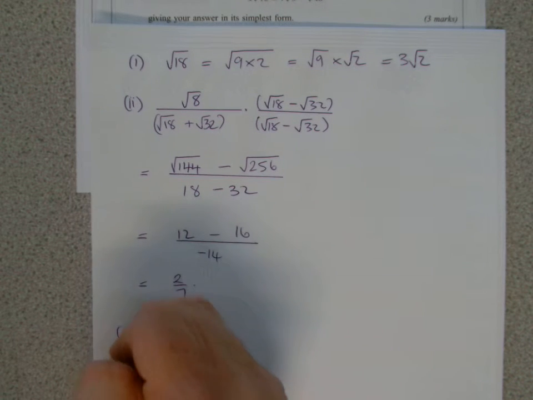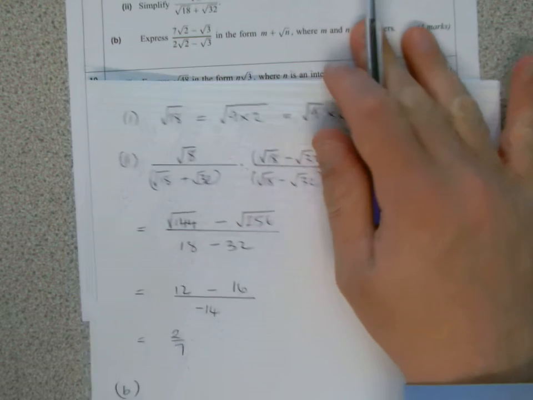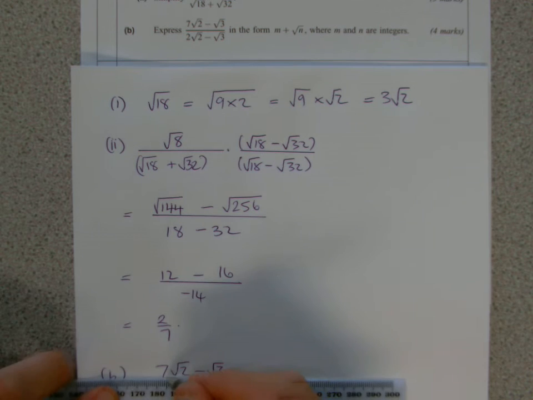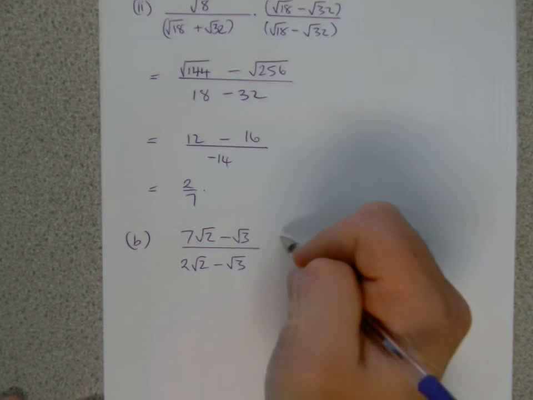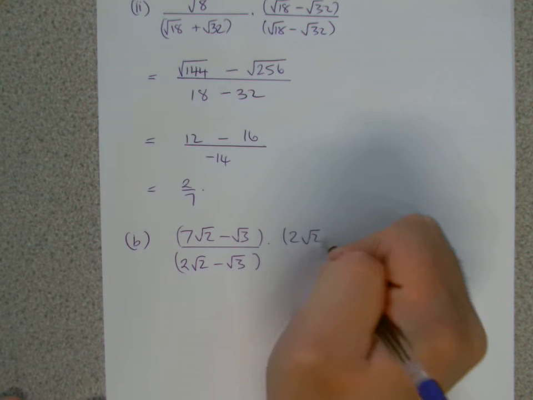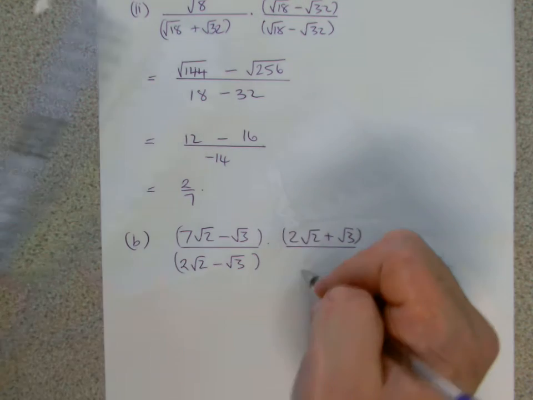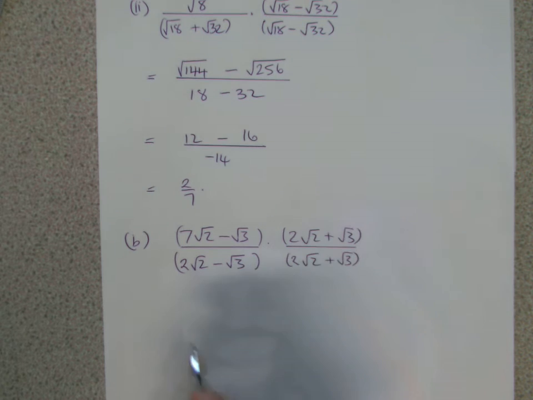Part B, we've got this here. So we've got to rationalize this one here. 7 root 2, take away root 3, all over 2 root 2 minus root 3. So if we rationalize this, multiply top and bottom by 2 root 2 plus root 3. So you just change the sign there.